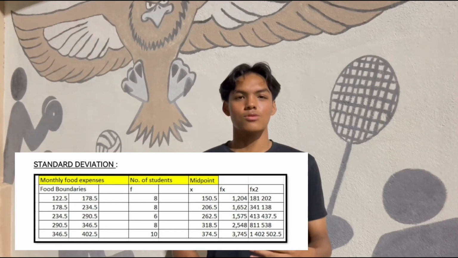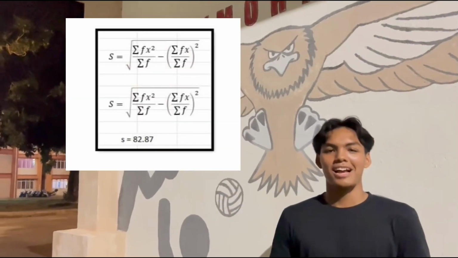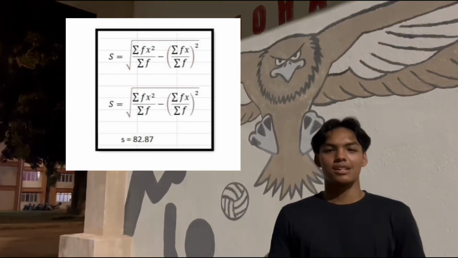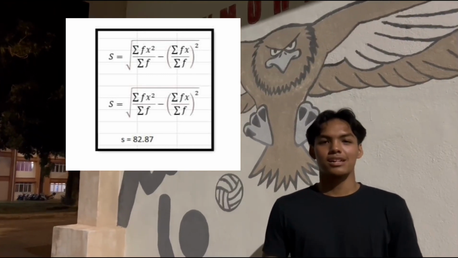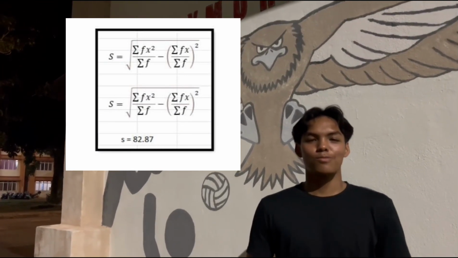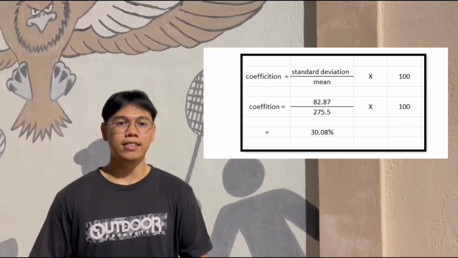For the standard deviation, we total up the f and total up the fx. For the standard deviation formula, we can see this: the square root of fx squared divided by f, minus fx divided by f all squared, and we get the answer 82.008. As for the last calculation, the coefficient of variation, we use this formula and then we get the answer, which is 30.08%.